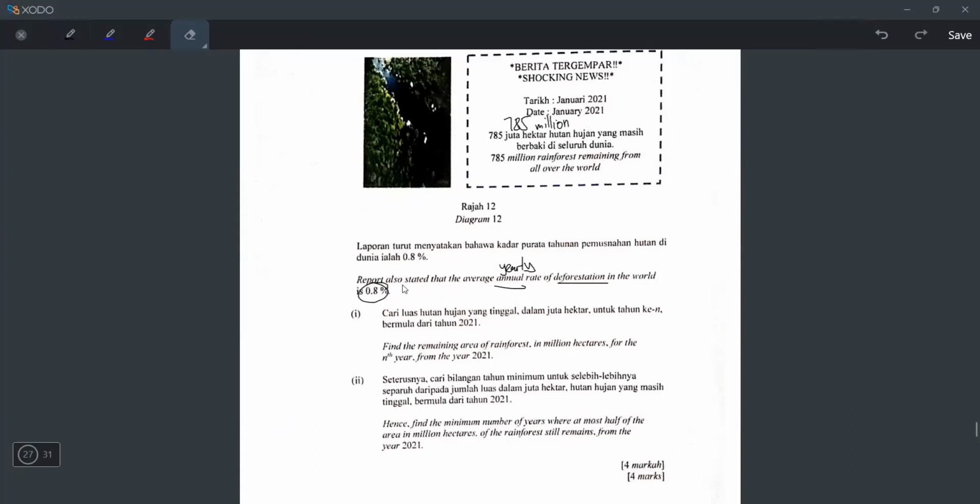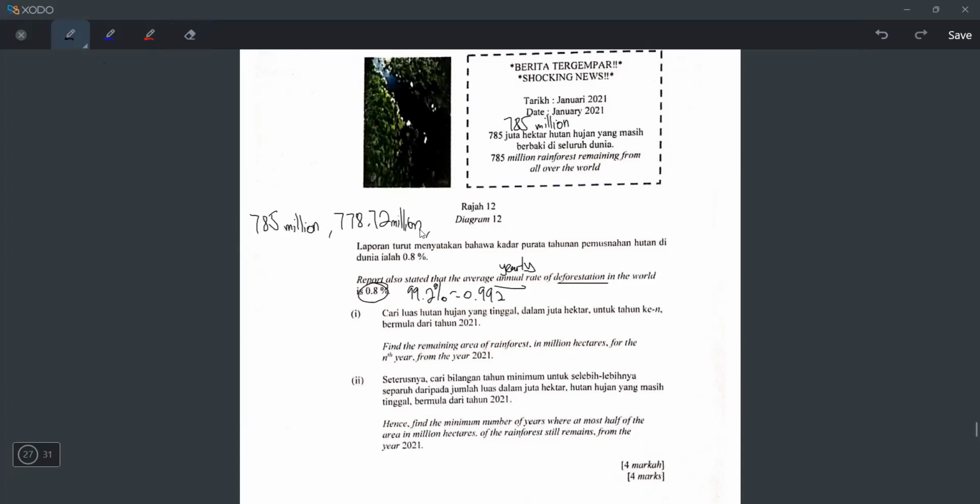But you can also do it faster. Just press 100 minus 0.8 first. So when you take 100 minus 0.8, you get 99.2%. And 99.2% is actually 0.992. It means it will go from 785 million to how much? You just times 0.992. 785 times 0.992. So it's 778.72 million.